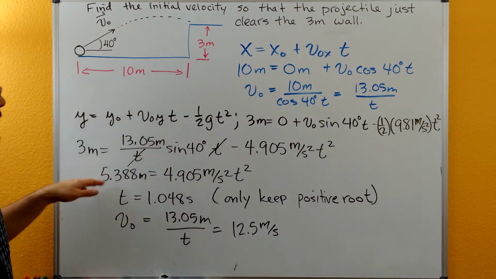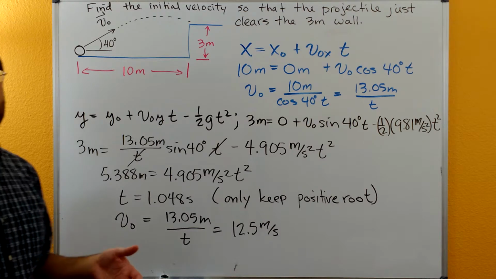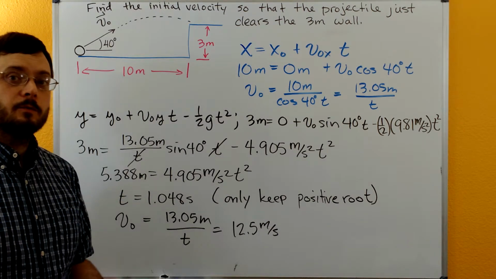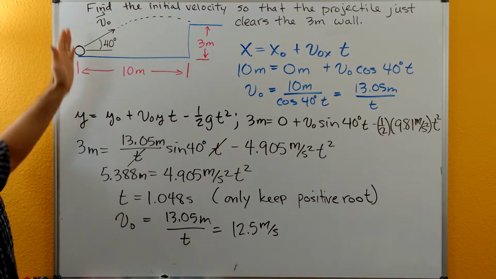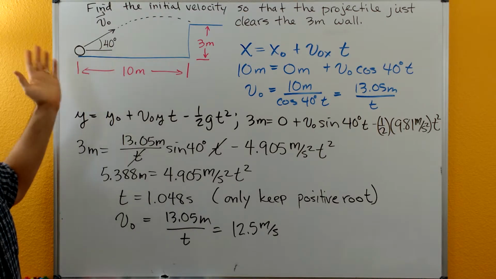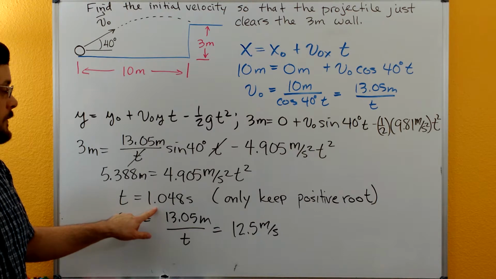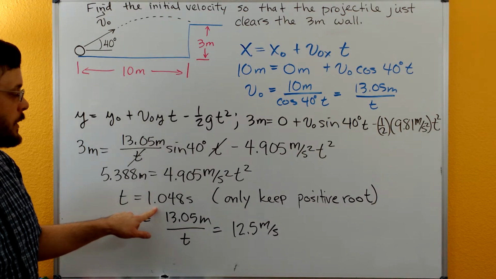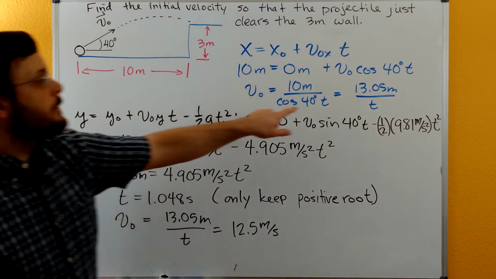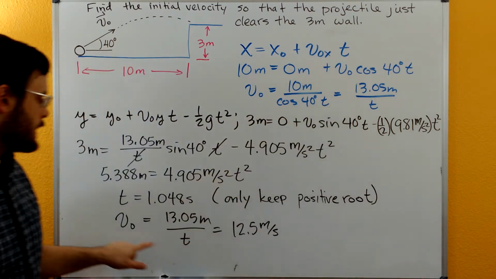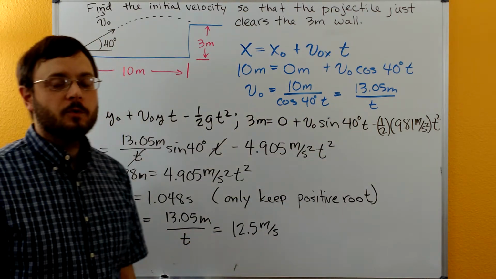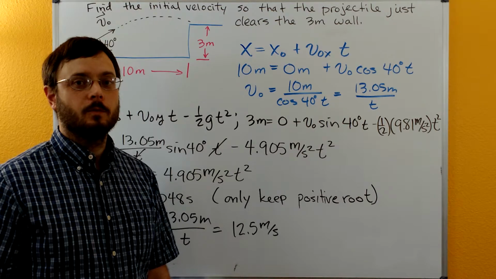So we'll divide through by that coefficient and take a square root. We're only going to keep the positive root because this problem starts at time equal to 0 and negative time has no physical significance. So we have a root at t is equal to 1.05 seconds. Plug that back in here for our v naught, and then we're able to get a v naught of 12.5 meters per second to clear the wall.